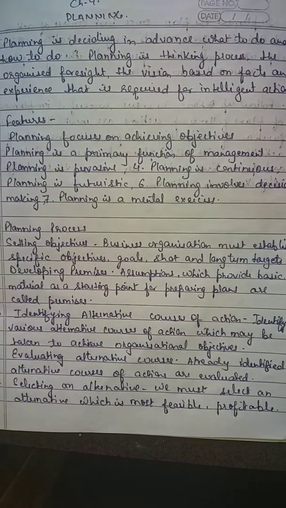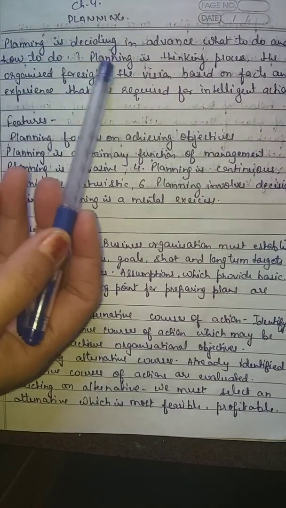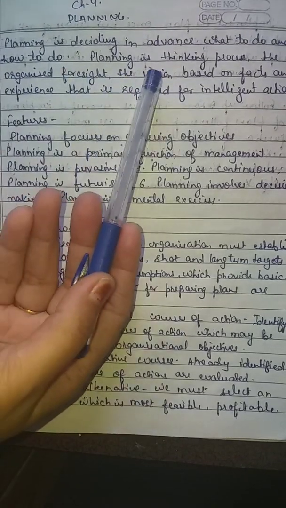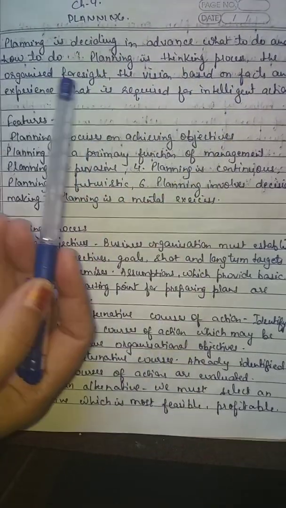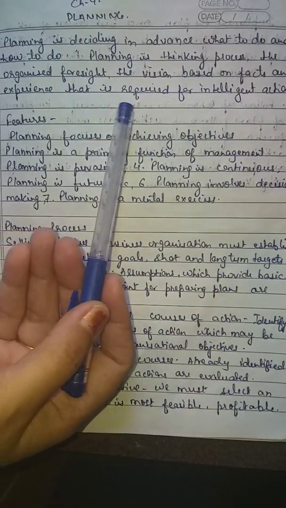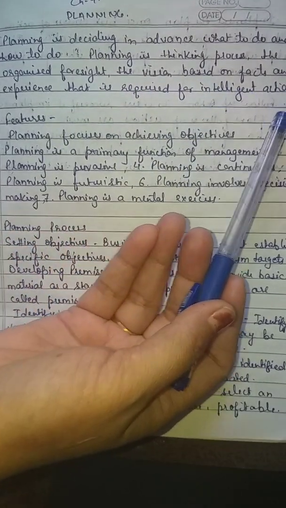We are going to start with the fourth chapter, that is planning. What is planning? Planning is deciding in advance what to do and how to do it. Planning is a thinking process, the organized foresight, the vision based on facts and experience that is required for intelligent action.